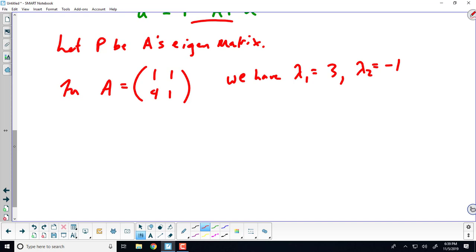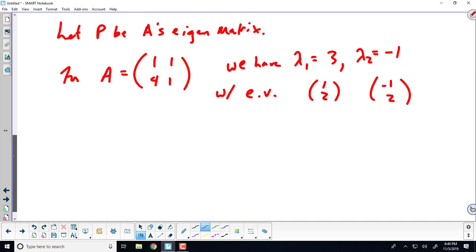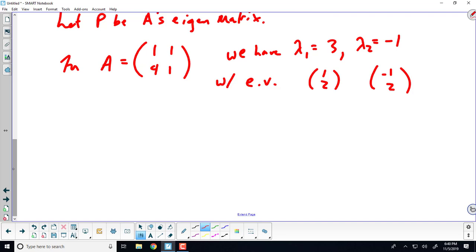Okay. So this has eigenvectors. I'm going to just start using the abbreviation EV for eigenvectors, which has eigenvectors for 3. I got 1, 2, and for -1, I got negative 1, 2. So those are the eigenvectors. So that would make P then, what I'm calling the eigenmatrix, it would make it 1, 2, minus 1, 2. Okay. Does everyone feel comfortable?